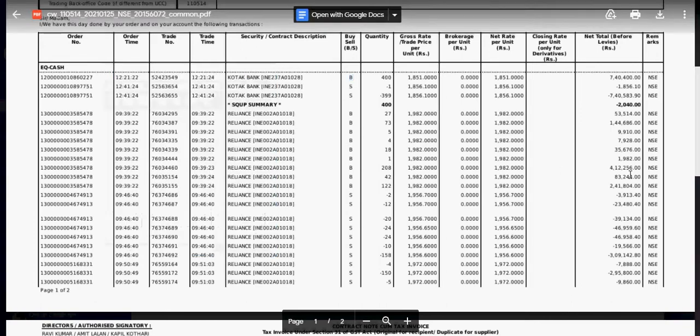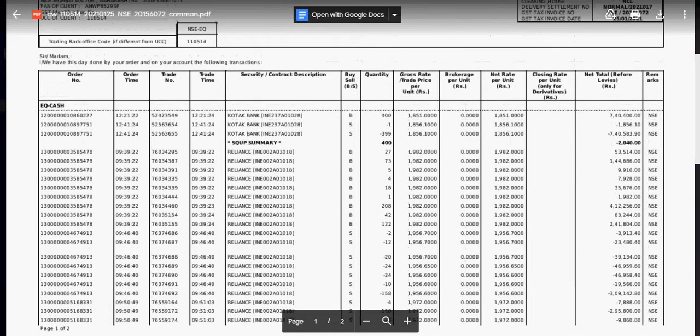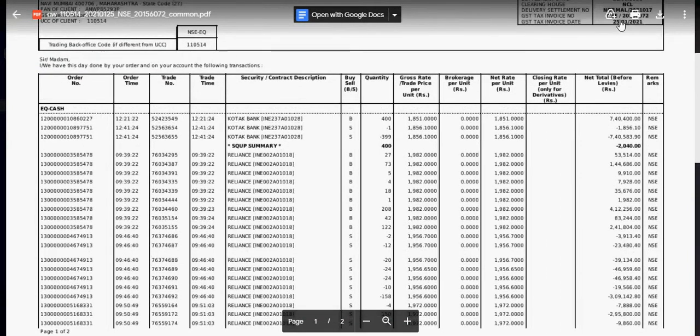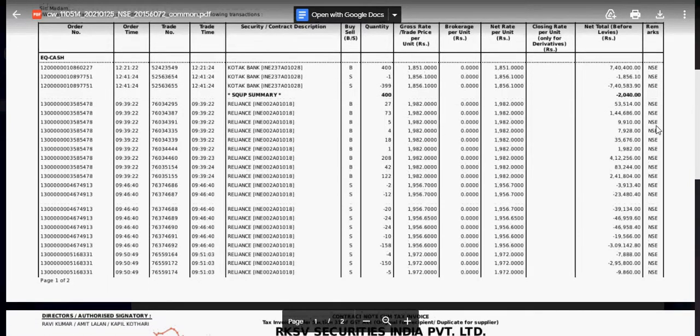Hi guys, today we are going to discuss how to read a contract note. A contract note is nothing but a summary of all the transactions you have done on a particular day. As you can see, this is a contract note for 25th January 2021. Now let's look at what all things are there in the contract note.